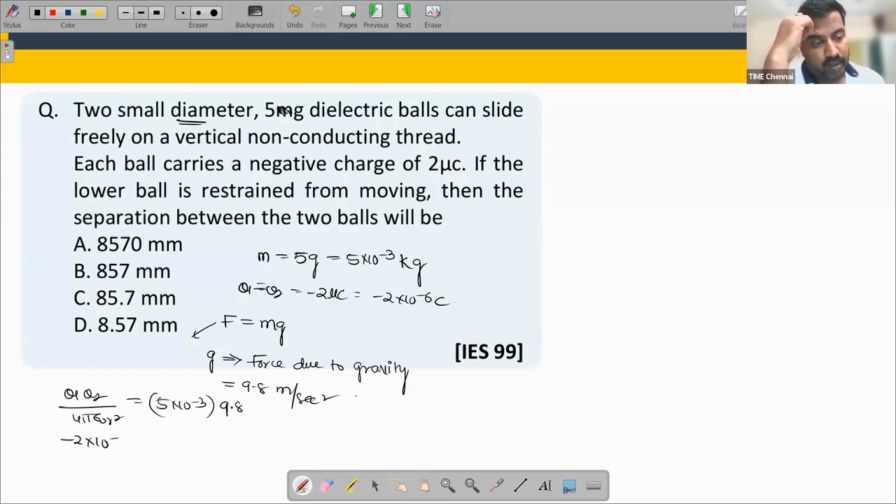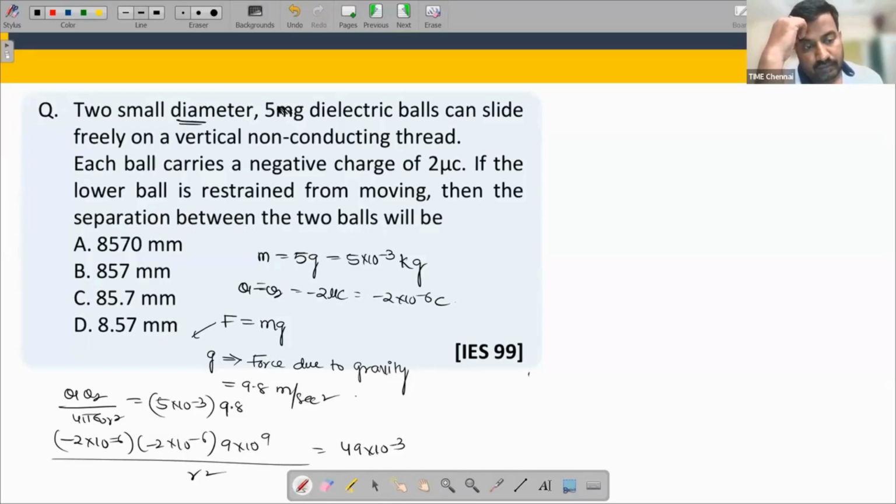It's minus 2 into 10 power minus 6, minus 2 into 10 power minus 6, 9 into 10 power 9 by r square, equals 49 into 10 power minus 3. That's 4 into 10 power minus 12, 9 into 10 power 9, divided by 49 into 10 power minus 3 is r square.